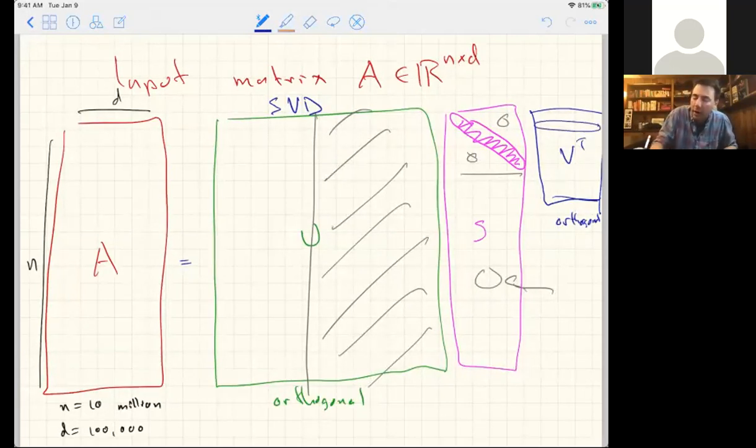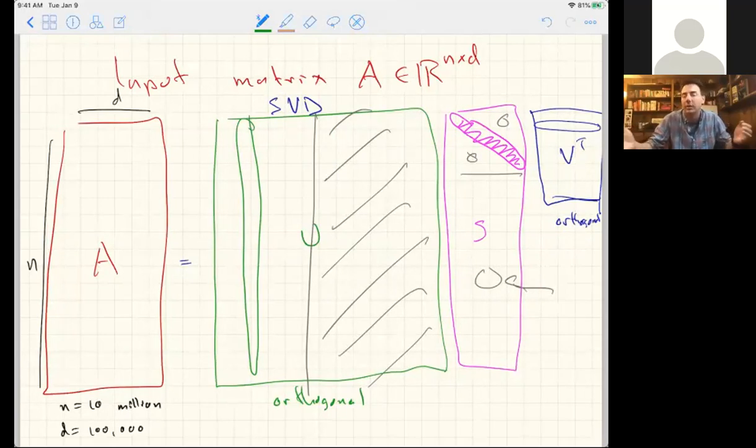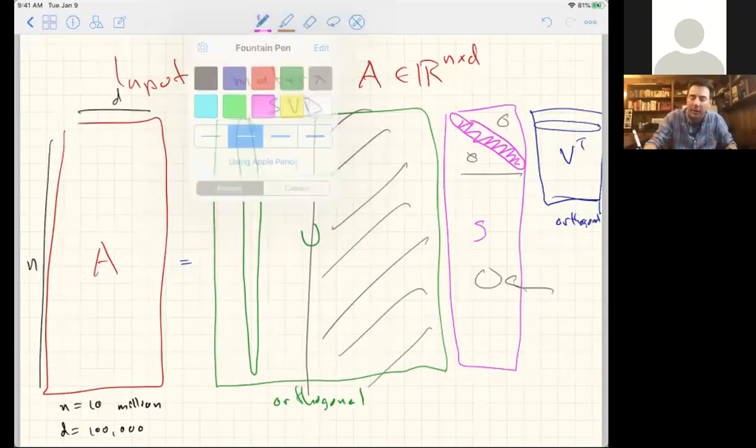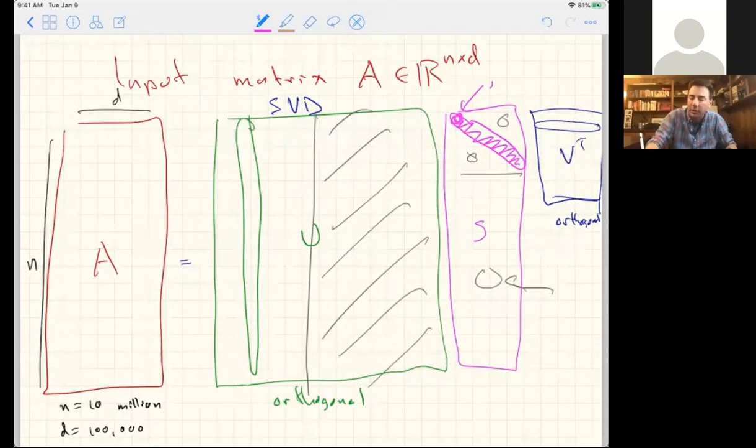Now the rows are going to be the important thing, whereas in U the columns are. The rows of V transpose are going to be the right singular vectors, and those are going to describe the best subspace of the d-dimensional space that we're analyzing, that captures the data, where the most variation of the data is. And then the singular values in S are going to be decreasing in value to tell you how important that subspace is. Right. Okay. And by projecting onto the top right singular vectors in V, that's going to give us the best subspace approximation of the data in A.